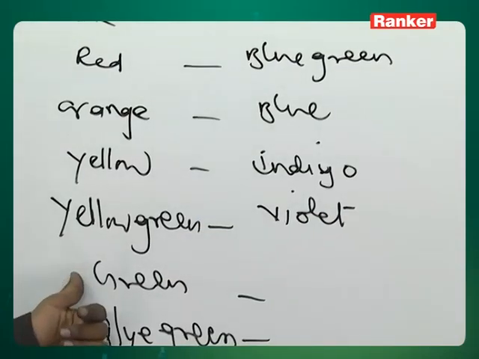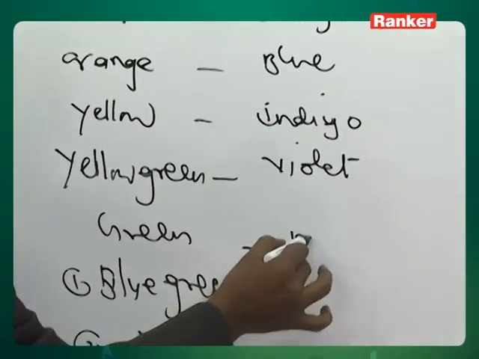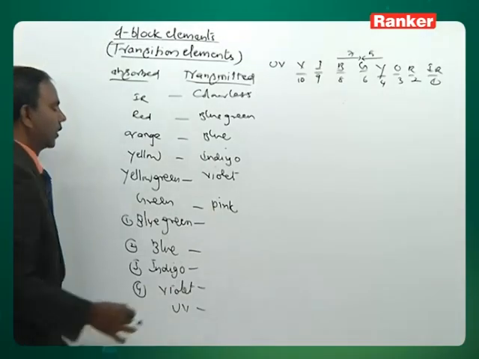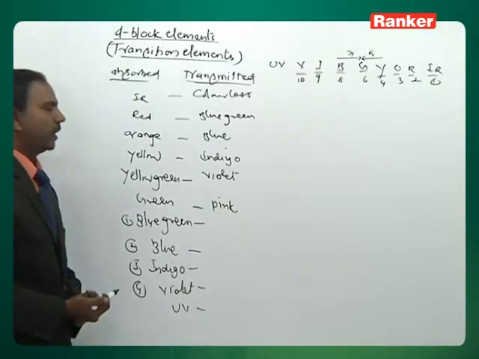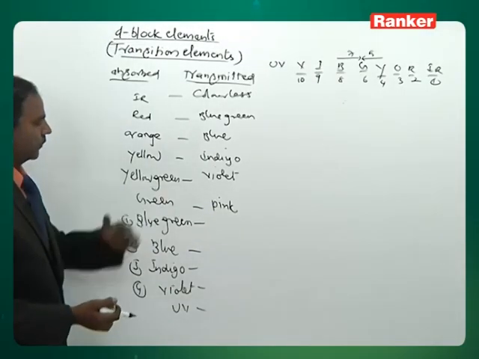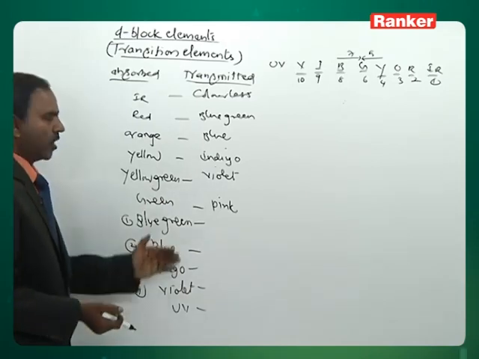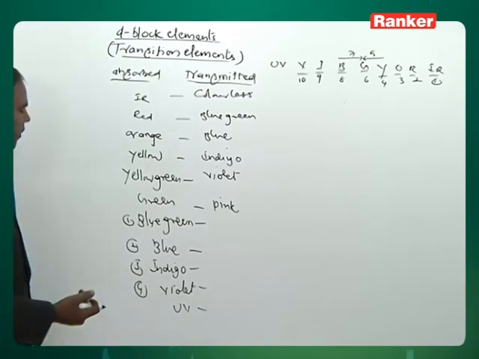For this particular green, a separate color is there. Then you can take it is what? Pink. Green is absorbed, pink is transmitted. Once you make this particular half of the table, the remaining half you can make easily.